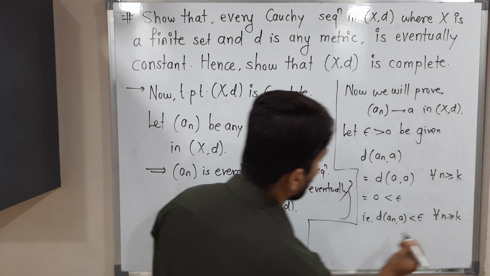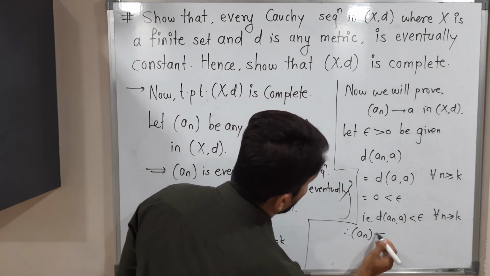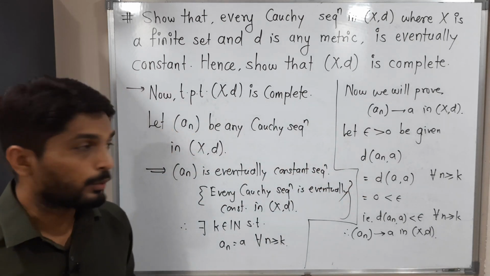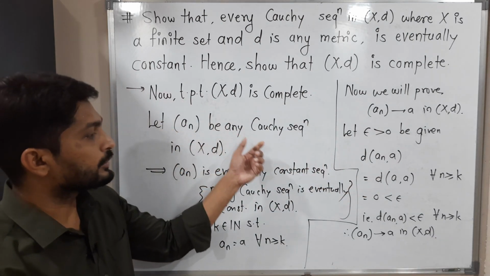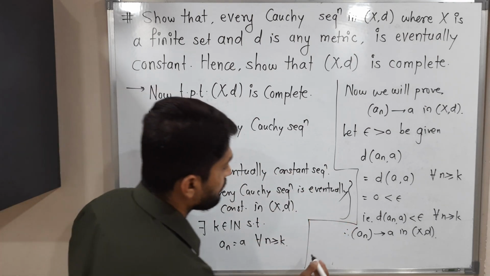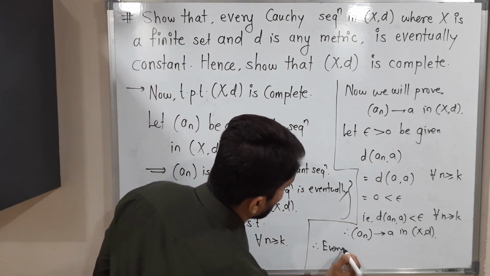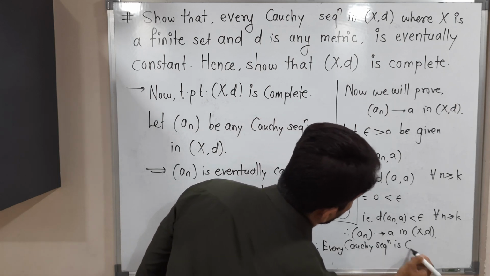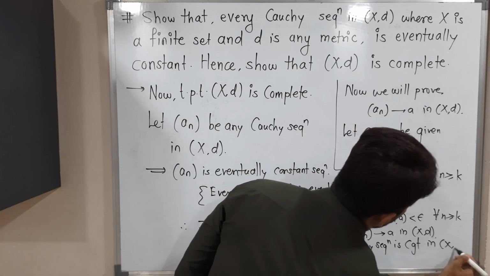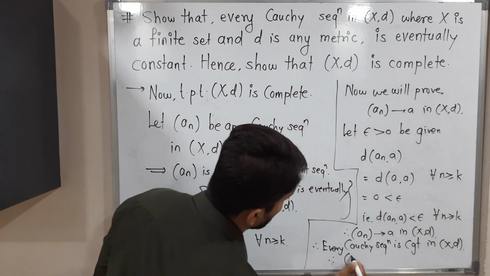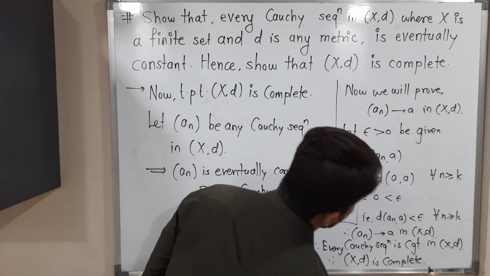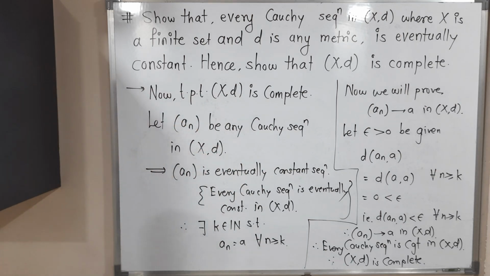See, this is the definition of convergent sequence. Therefore, an converges to a in Xd. So, in this way we proved any arbitrary Cauchy sequence is convergent, right? So, therefore, every Cauchy sequence is convergent in Xd. So, this is the definition of complete metric space. Therefore, Xd is complete, right? So, in this way we have completed this proof. Just make a screenshot of it, then we will stop. Thank you. See you.